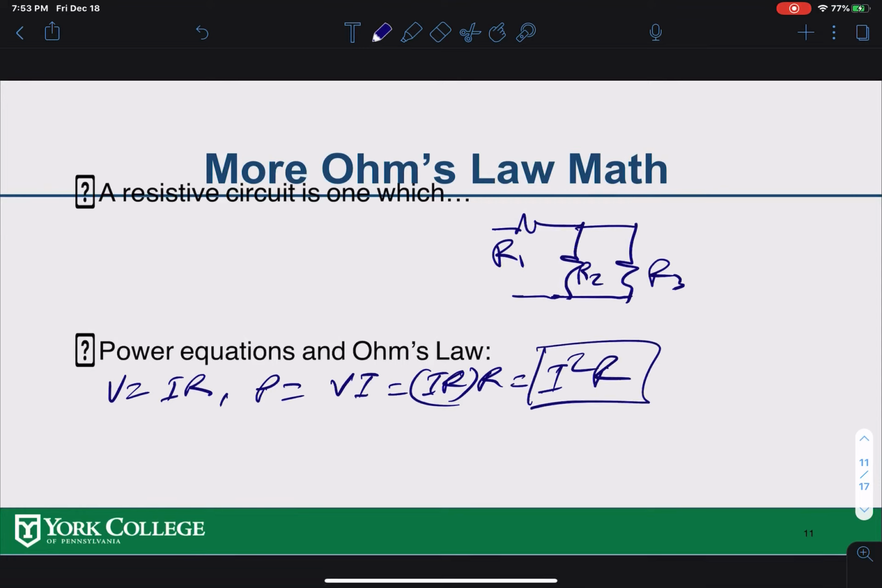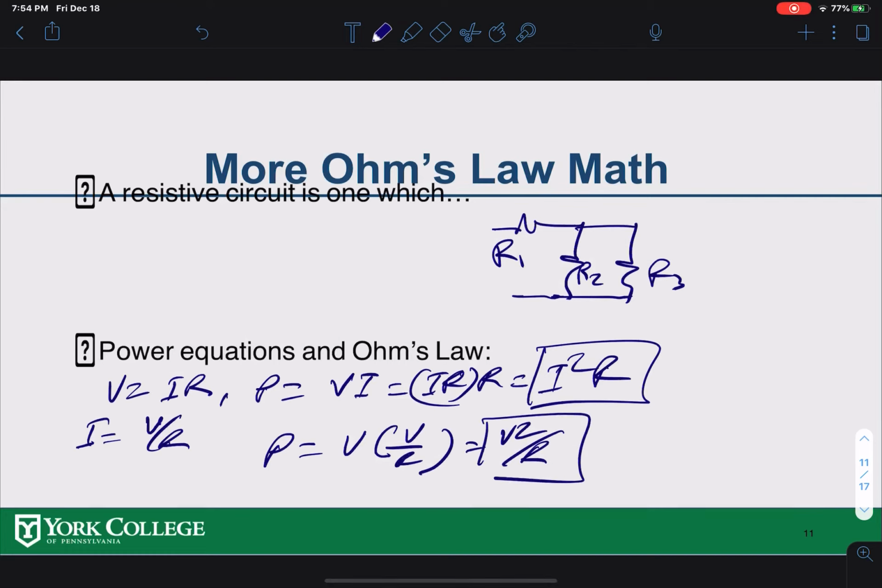And for another one, you can also say I equal to V over R. So if I put that in, P equals V times V over R, which is V squared by R. This is another equation for power. So power has three equations now: P equal to VI, P equal to I squared R, and P equal to V squared by R.